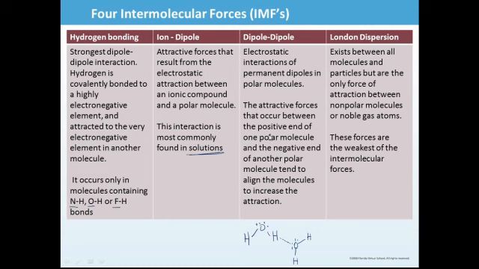Dipole really is for your polar molecules. That is a quick, short way. If you can identify if you have a polar molecule, it's going to experience dipole-dipole interactions. And basically what that means is in your polar molecule, one side's going to have that partial positive and one side's going to have that partial negative.